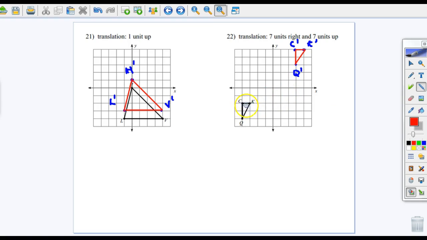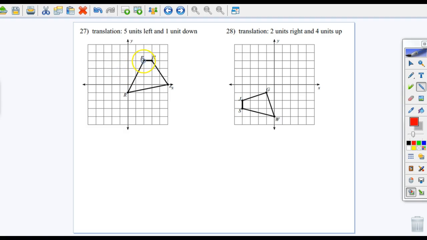So we went from CKQ to C prime K prime Q prime by doing a translation of 7 units right and 7 units up. Make sure you have this copied down before you go on. So if you need to push pause, do so. And we'll continue with the next examples in 3, 2, 1. All right, here we go.